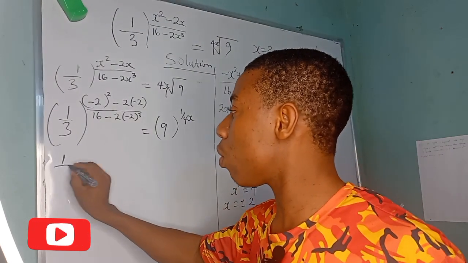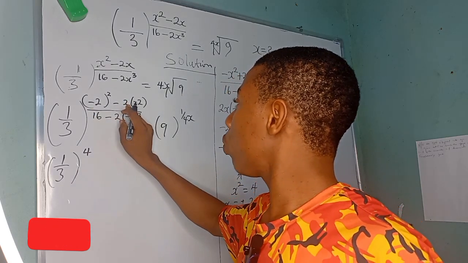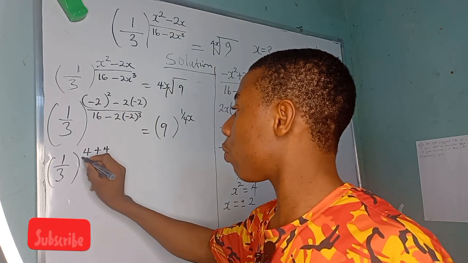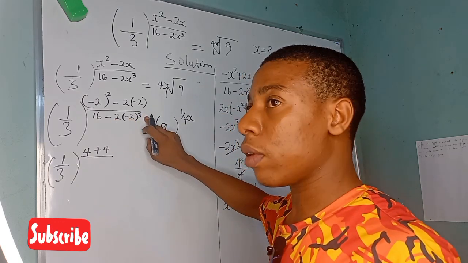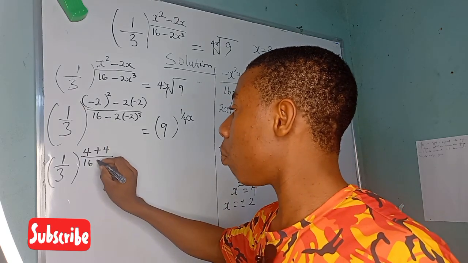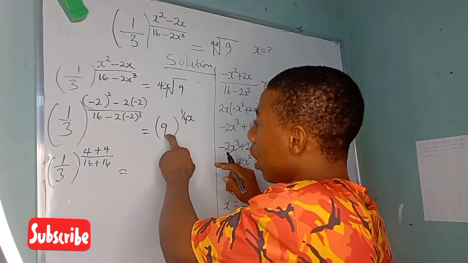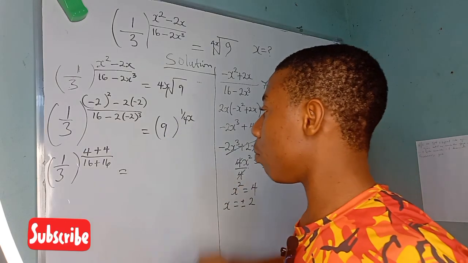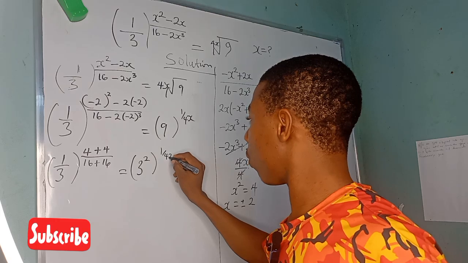Let's solve this first. We have 1 over 3. Minus 2 squared is 4. 2 times minus 2 is minus 4. Minus times minus is plus. We have plus 4 here over minus 2 cubed is minus 8. 2 times minus 8 is 16. Now, minus times minus is plus. So we have 16 plus 16 here. I'm going to make this 9 to be in base 3, so I can simply write it as 3 squared raised to power 1 over 4x.